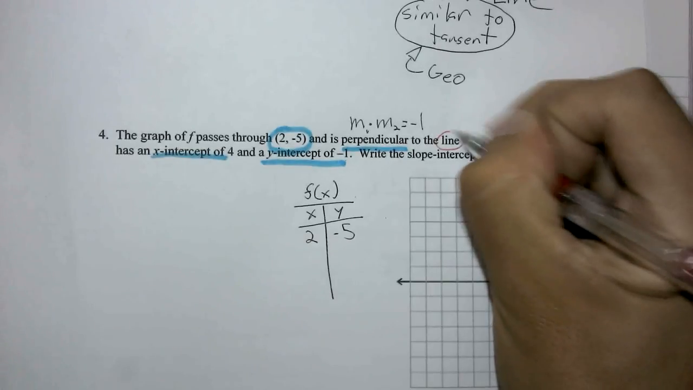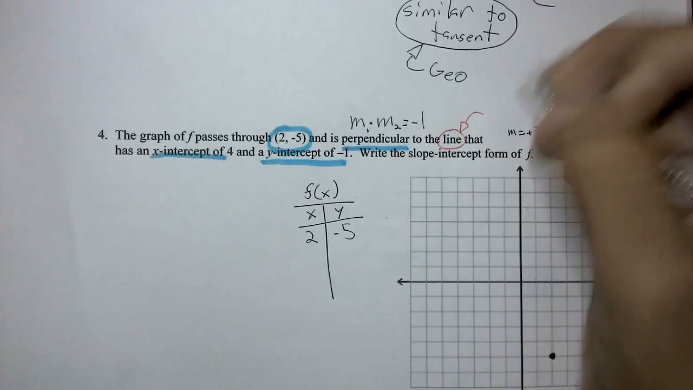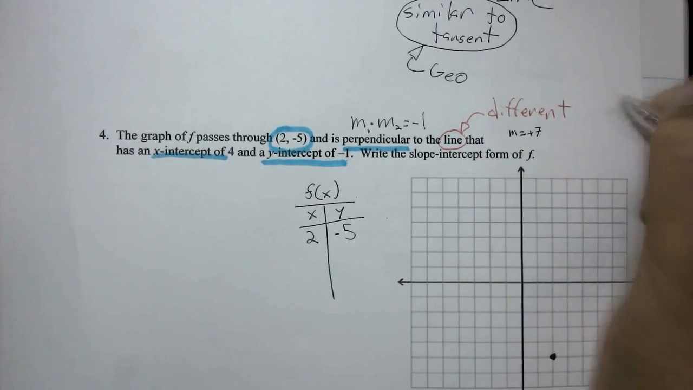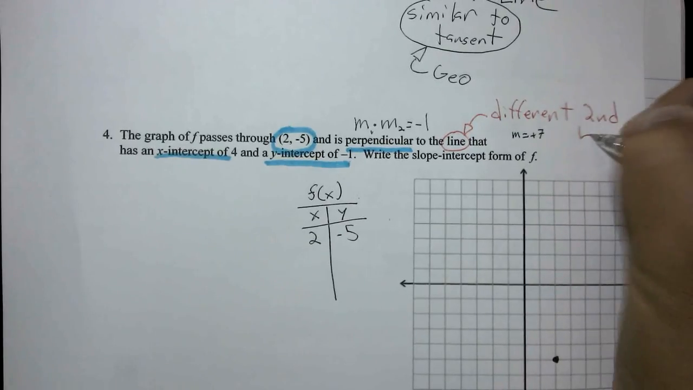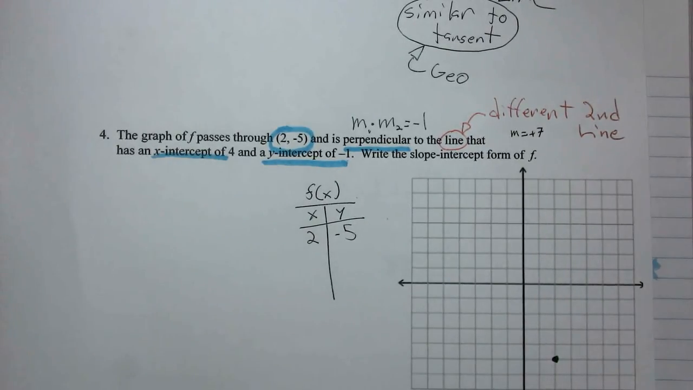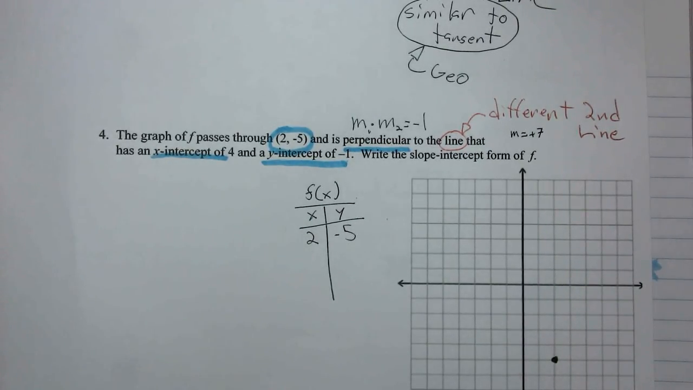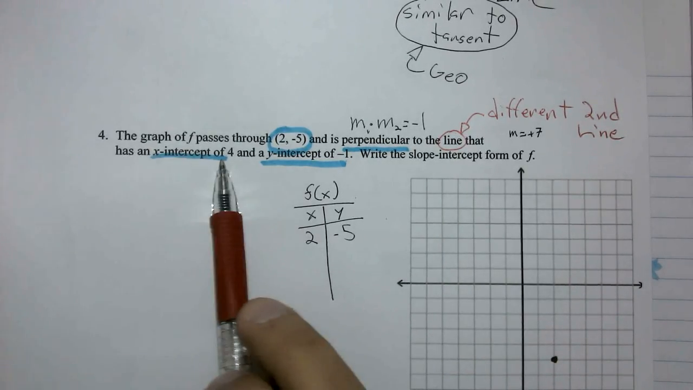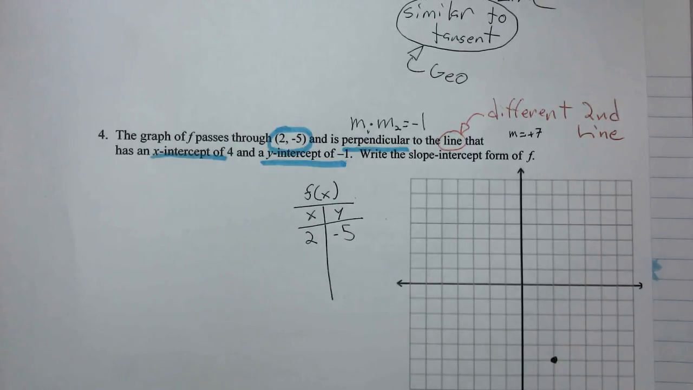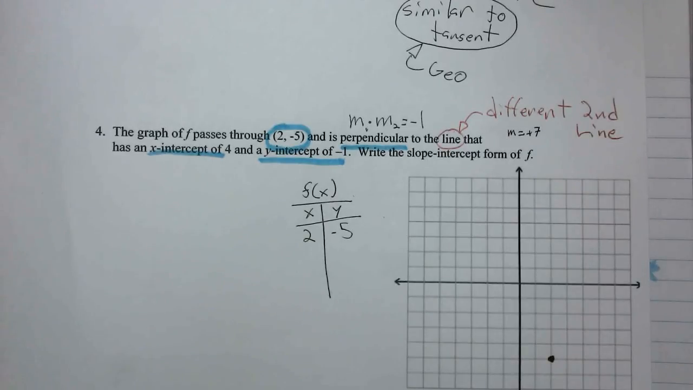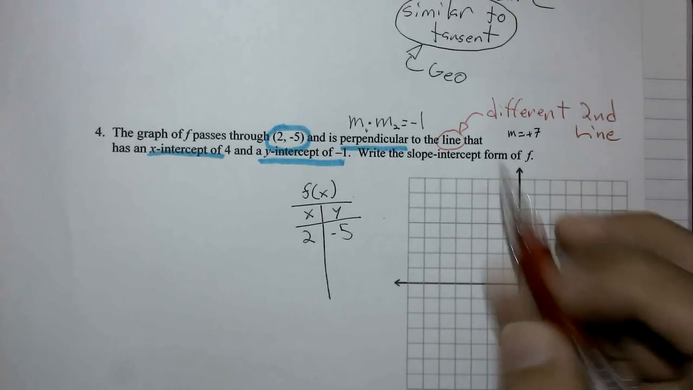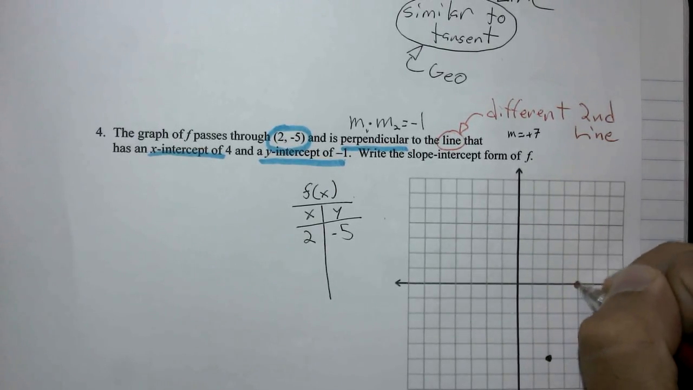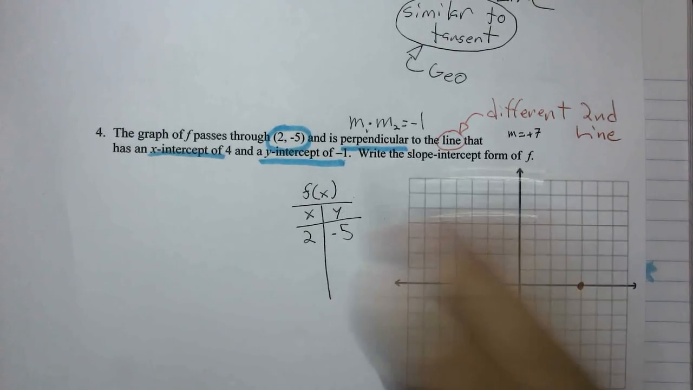This line is different than f of x. So this is a different, second line. Please do not confuse this with f of x, because it would look awfully goofy if you try to have (2, -5) on the same line that has an x-intercept of 4 and -1. So we'll try to denote the second line using red. I know that the x-intercept's 4, and I know that the y-intercept's -1.